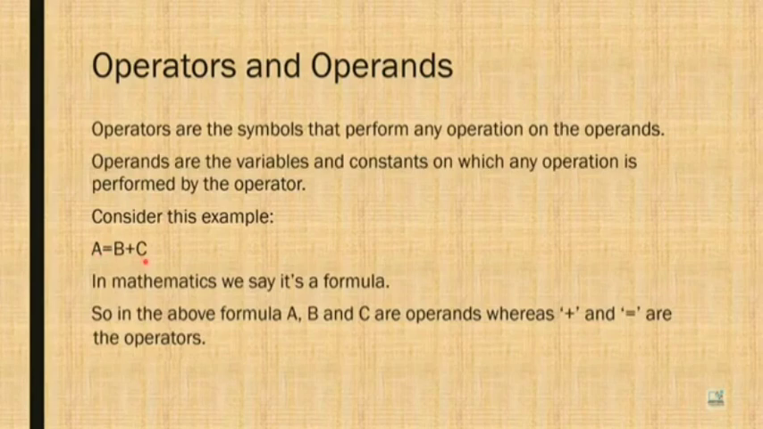So in this example, the operator is plus and equal to. So this operator plus is adding B and C. So B and C are the variables, are the operands, and on B and C, the plus is operating and it is performing any kind of operation. This is addition exactly, and the result of that will be stored in the variable A. So equal to is giving the sum to the variable A. Equal to and plus, these two are the operators in this example, and A, B, C are the operands.